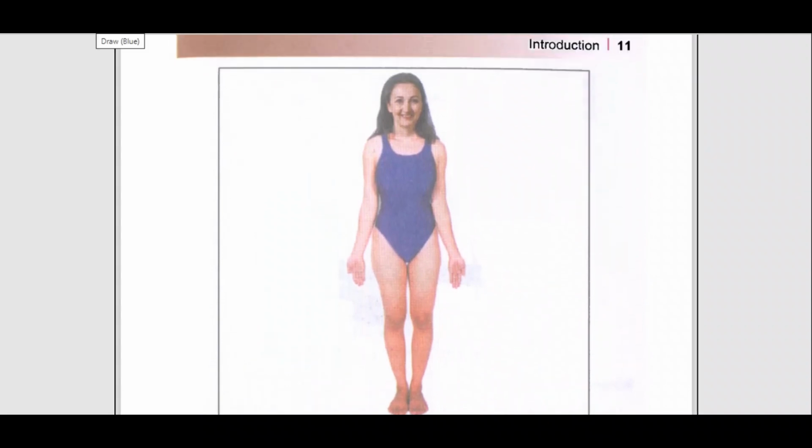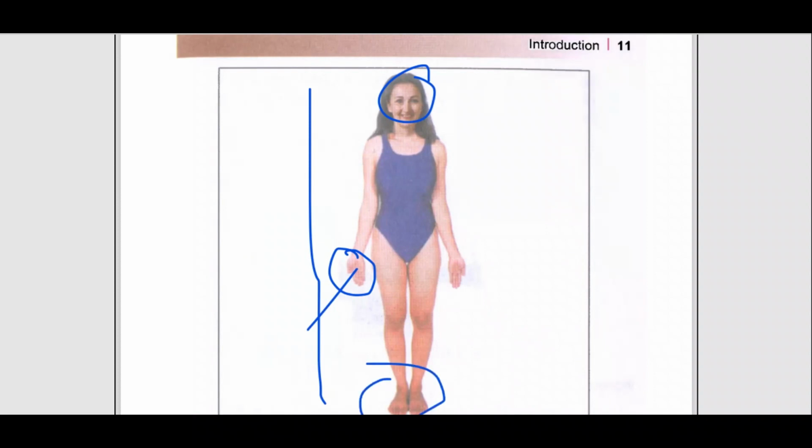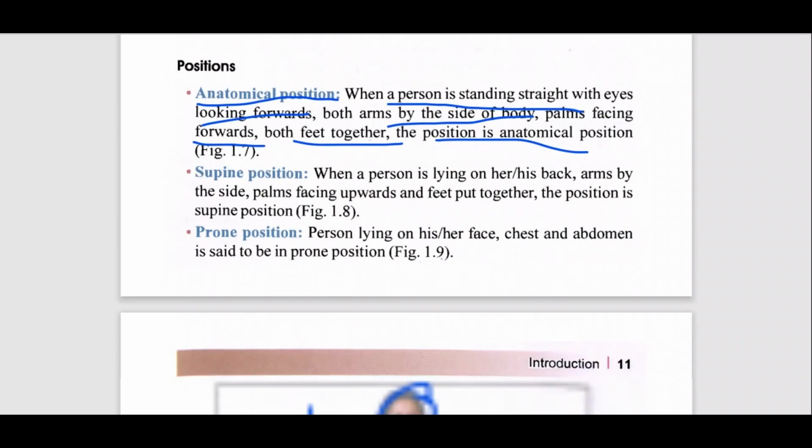अब figure 1.7 में यहाँ पे दिखाया गया है कि this lady, she is standing straight and her eyes are looking forward as you look here. और उसके बाद जो both arms are also by side of the body, palms are facing forward and the feet are together. This position is said to be anatomical position, or an anatomical position can come in your observed OSPI, क्योंकि observed OSPI में the examiner will ask you कि आप खड़े हो जाए और stay in anatomical position.